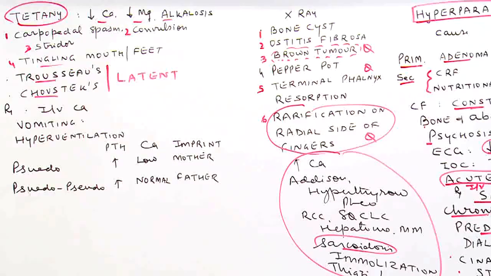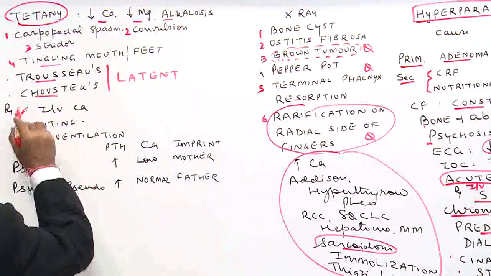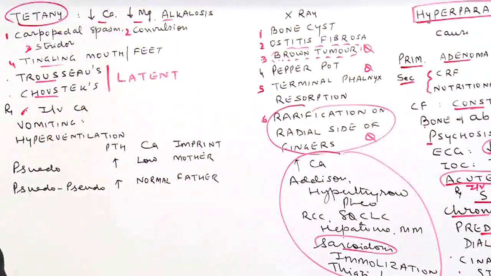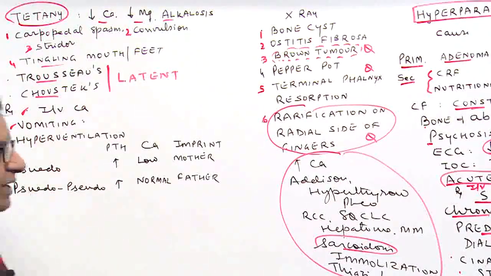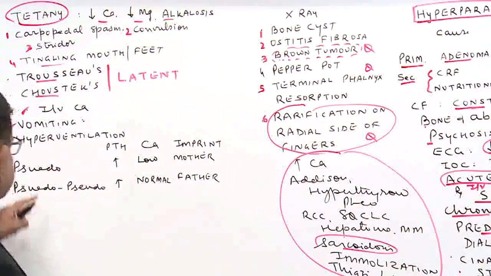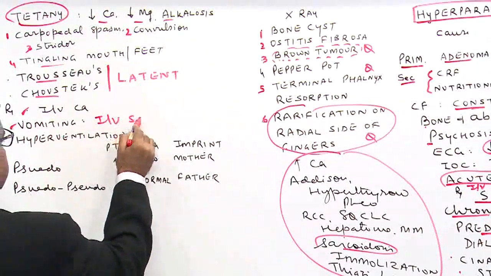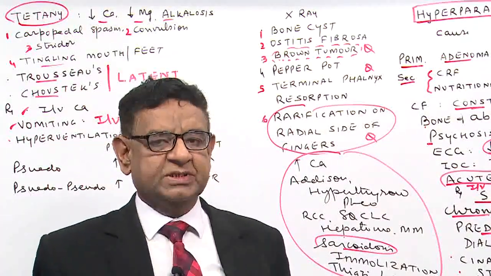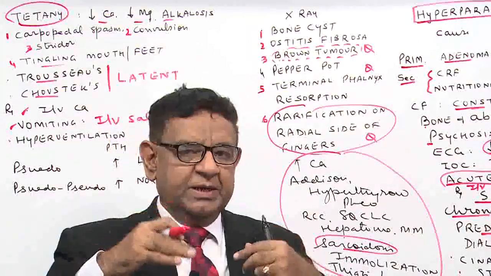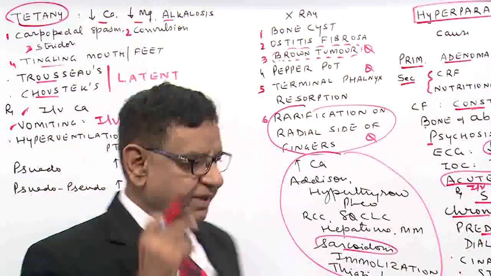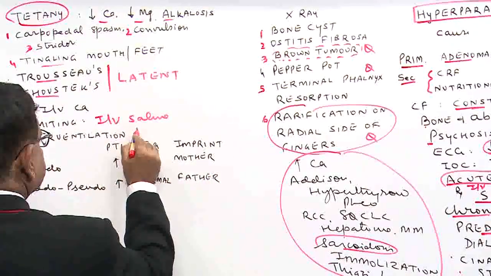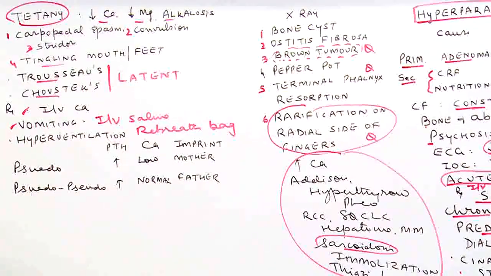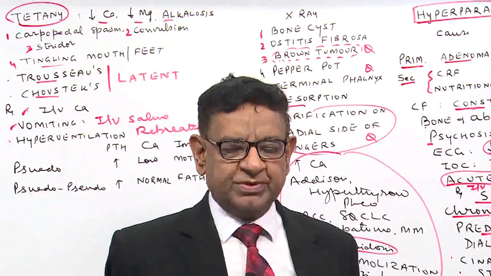Now, how to treat a case of acute hypocalcemia? Suppose the patient is having convulsion or a severe problem, then you may have to go for IV calcium. But if the patient is having vomiting, which leads to metabolic alkalosis, then in that case you can give IV saline. But if hyperventilation is occurring, which leads to respiratory alkalosis, then you tie a bag on the mouth of the patient. The patient will exhale the air and rebreathe the same air. So rebreathe from the same bag. Okay, this is how you are going to manage a case of tetany, depending on what the cause is.